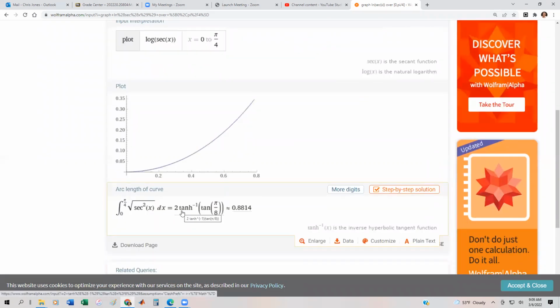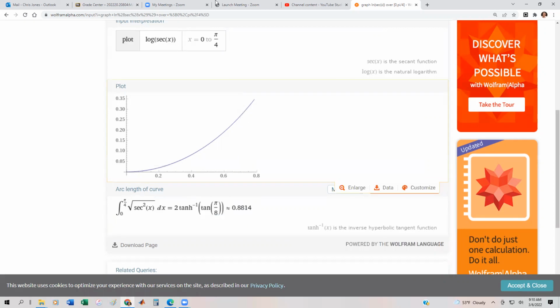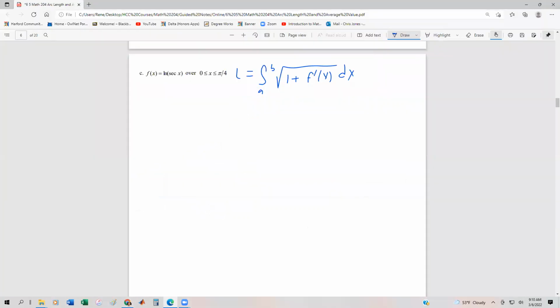Now, be careful of this one, all right? Because it gives you a hyperbolic inverse tangent with the tangent of pi eighths. If you do this by hand, you're not going to be able to get to this answer without several different trigonometric identities. So just beware that even though this isn't a wrong answer, it certainly isn't the one that a student would derive by using techniques of basic integral calculus. All right, so anyhow, we're going to go ahead and graph it. And here we go.